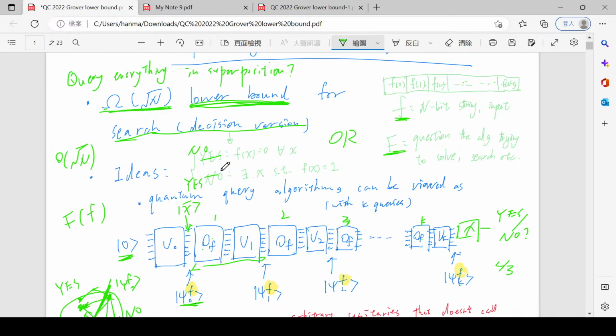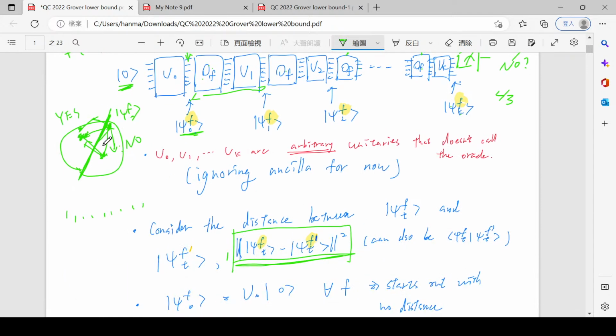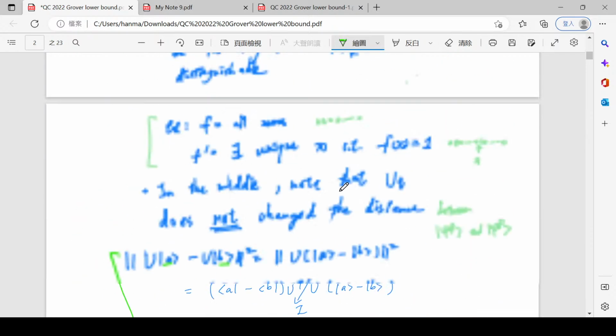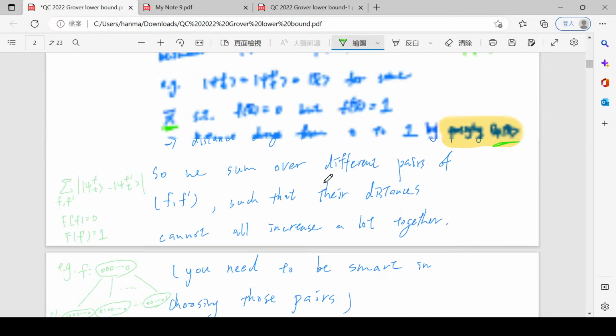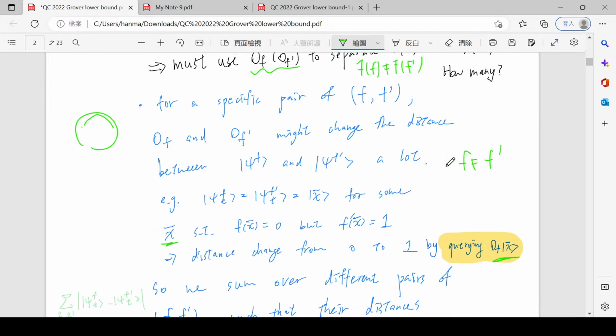But in our case, there is only one known instance, so we'll pick that one known instance. But which of those yes instances should we pick in tracking this thing? Actually, if we just pick one f prime, it's not enough to do this lower bound, because this is just classical, right? You can just do a very classical query.